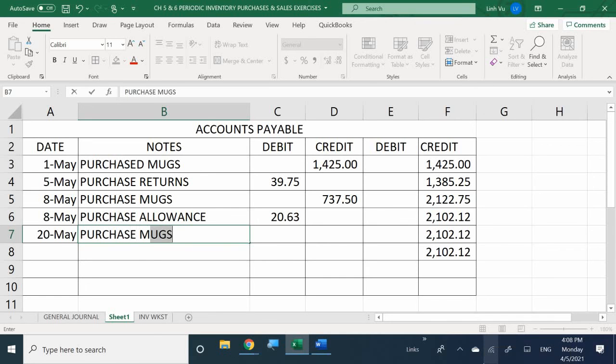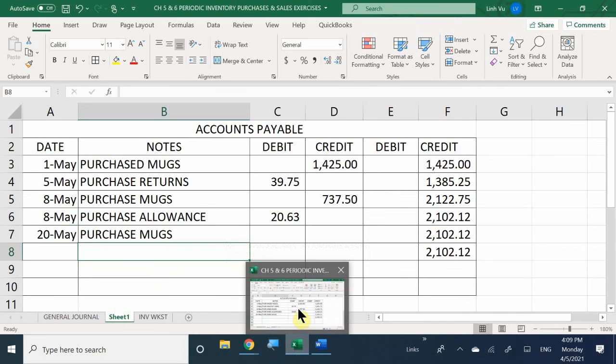Why wouldn't we do May 12th? What happened May 12th? Accounts receivable. Oh, cause that's a sale. That's where we sold to a customer. Okay, we're only dealing with anything that has to do with our accounts payable. Okay, so there we are.